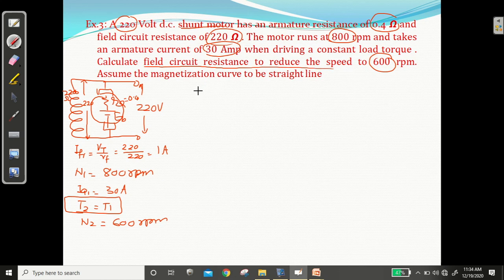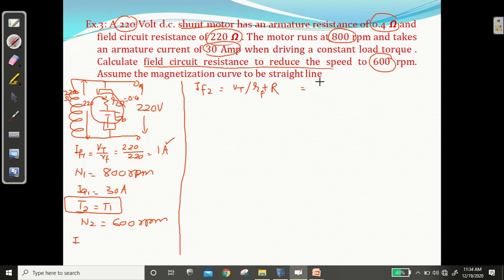Okay, so I have given these cases right now. So first of all, you know the IF1, 1 ampere, and IF2 क्या होगा? IF2 इक्वल टू क्या होगा? VT upon RF plus R. Additional resistance we have given. We are going to insert the resistance in the field circuit. So क्या आएगा?